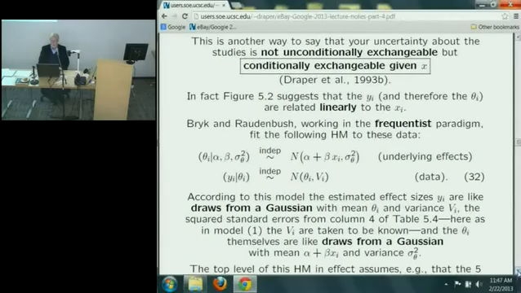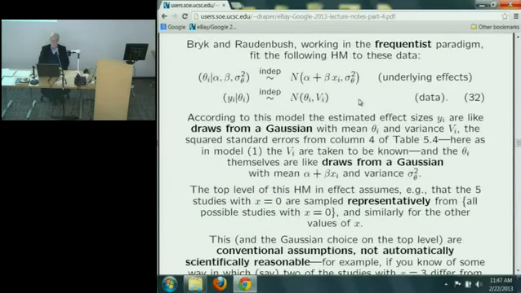So Bryk and Raudenbush were working in the frequentist paradigm, and so they fit the model just like we talked about. The bottom row is exactly the same as before. And now they say, well, theta_i, given alpha and beta and sigma squared sub theta, are like independent draws from normal distributions with mean alpha plus beta x_i and variance sigma squared theta. And so actually that's exactly the same as a standard regression model, just written in a slightly different way.